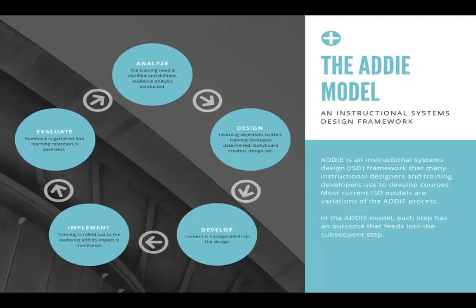In the ADDIE model, each step has an outcome that feeds into the subsequent step. What does that mean? It means the analysis component, the design component, these are different components, but the output of the analysis would be an aid to the design, and what you design in the previous step you will use in the development process. So these are all interconnected, from start to end, and you can use it to develop your course effectively.